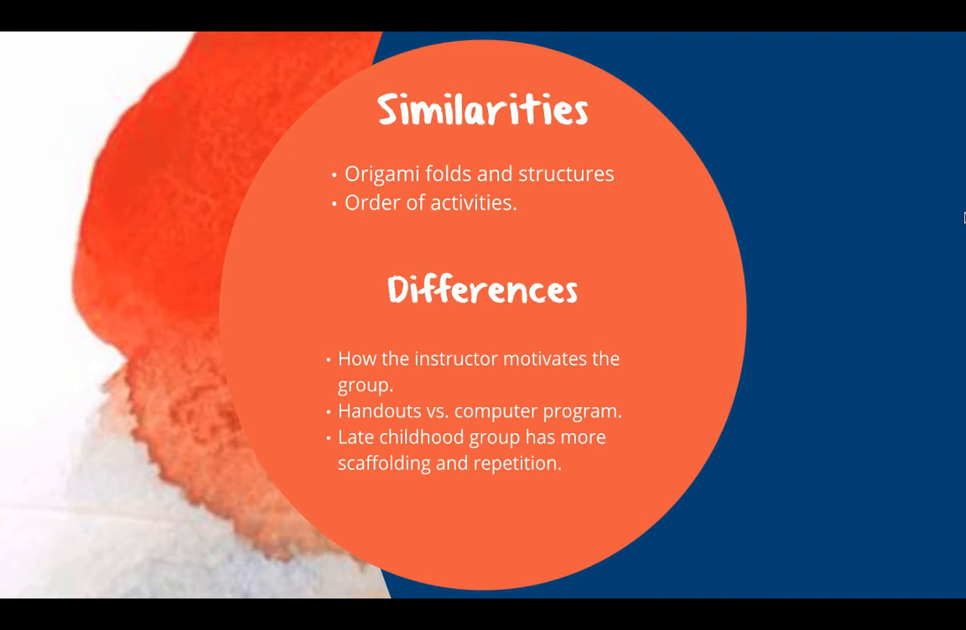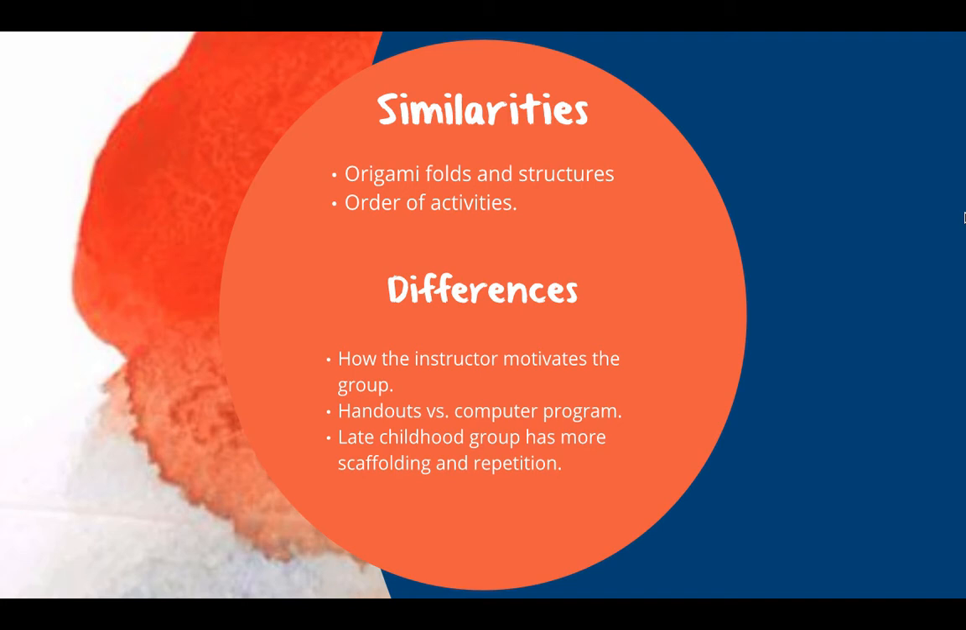Differences include how the instructor is motivating the group. The motivation being expressed towards the late childhood group is one of just having fun and having a new skill which they can use to impress their friends. When speaking with the group of young adult learners, the motivation expressed should be how origami can give them the ability to clear their mind and relieve stress, as well as enhance their creativity.